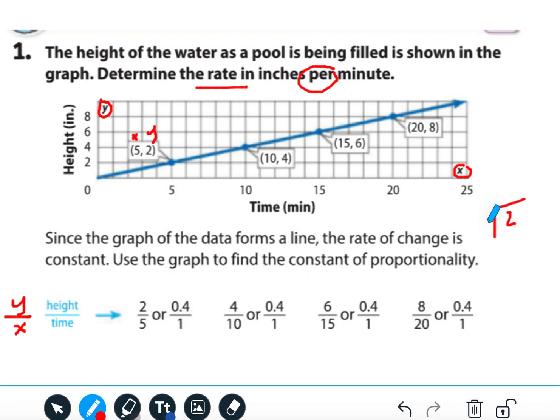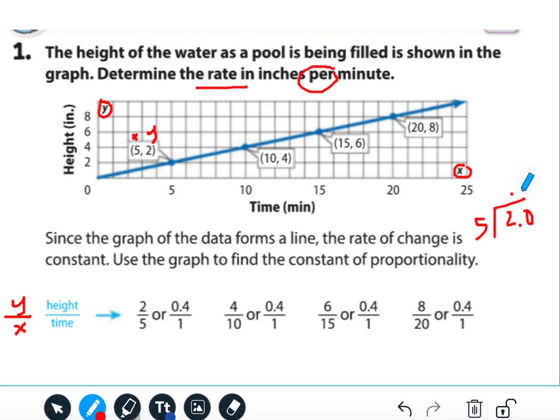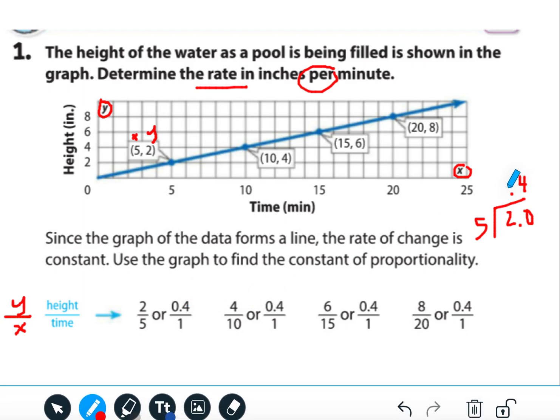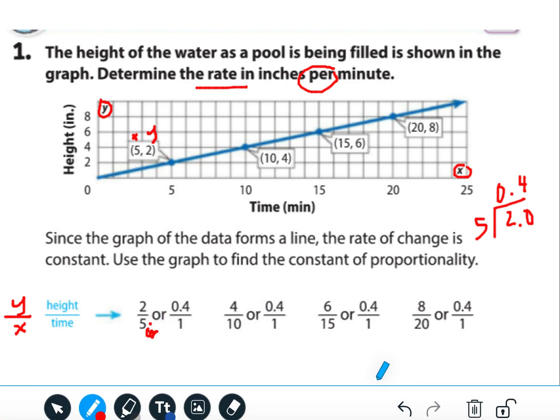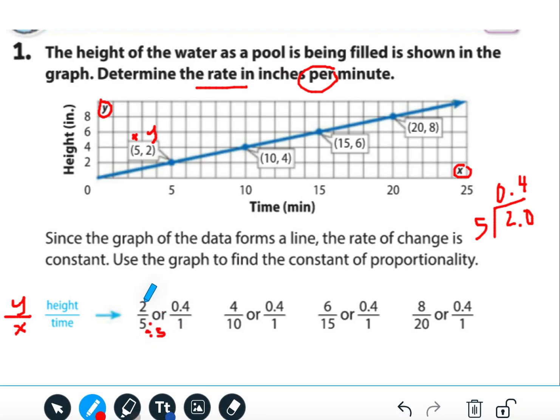5, top dog goes in the house. Oop, 5 does not go into 2. Boom. Put a decimal, add a 0. 5 goes into 20 4 times. And that is why you have 0.4 over 1, because 5 divided by 5 would be 1. I'm trying to put the division sign, but you know, it never works when you want it to work. So 5 divided by 5 is 1, and 2 divided by 5 is 0.4.